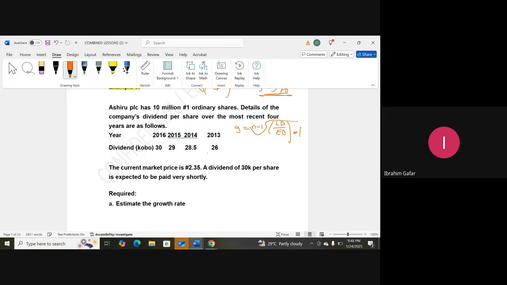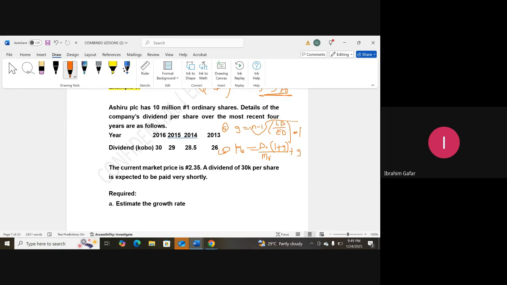Then if I want to go by B, B says we should calculate the cost of equity. So the cost of equity will become D naught, open bracket, because I have to put the growth rate. Because the examiner has already told us to calculate the growth rate, it means that it is with growth rate. Market value of XD plus growth rate.